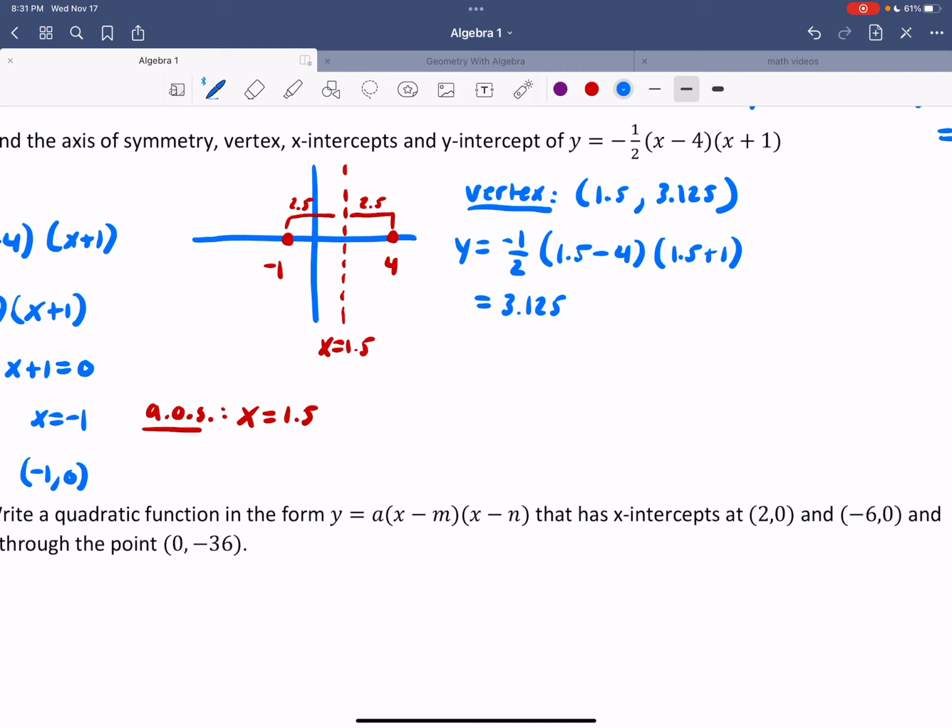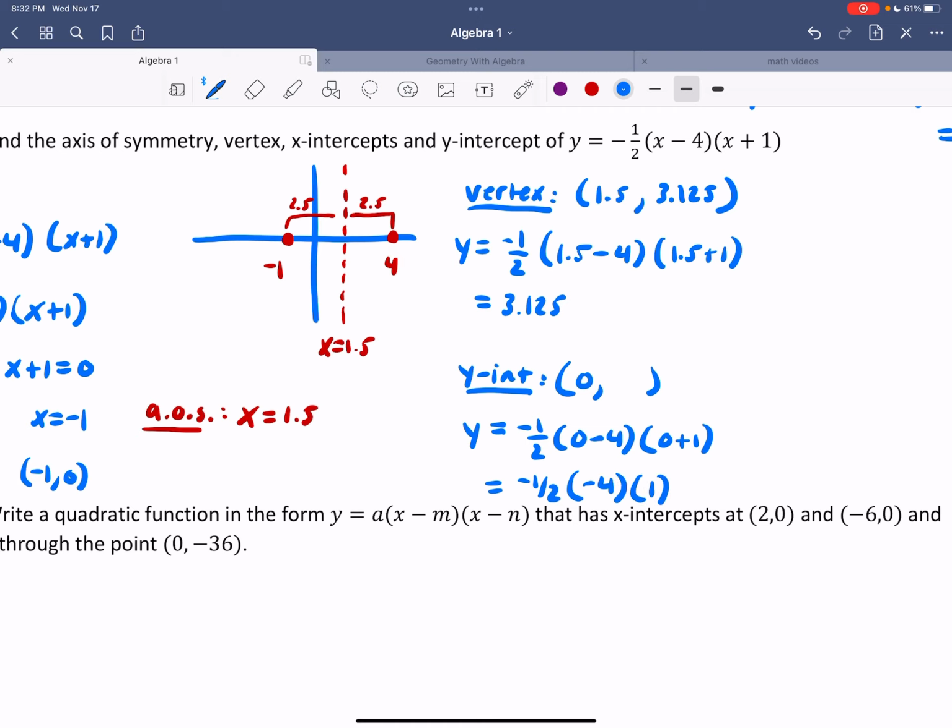Now, the last thing that I need to do here is find the y-intercept. So to find my y-intercept, I am going to plug a 0 in for x and see what I get. So y equals negative 1/2 times 0 minus 4 times 0 plus 1, which is negative 1/2 times negative 4 times 1, which would equal positive 2. So there's your y-intercept.